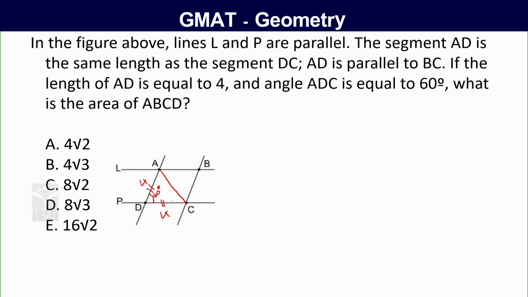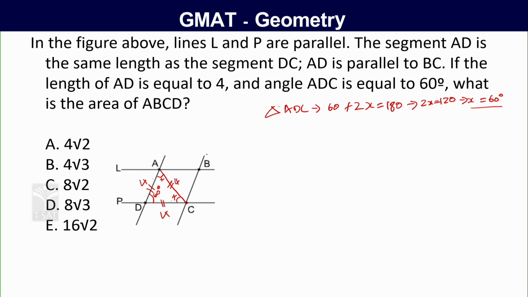Since this side and this side are equal, the angles opposing them will also be equal. So let's say this is x, this will also be x. So in triangle ADC, 60 plus 2x is equal to 180. Subtracting 60, you get 2x is equal to 120. So each of these angles is also equal to 60 degrees. So thus ADC is an equilateral triangle. x comes out to be 60 degrees. So that is also 4 units.